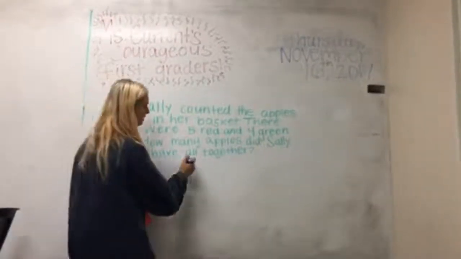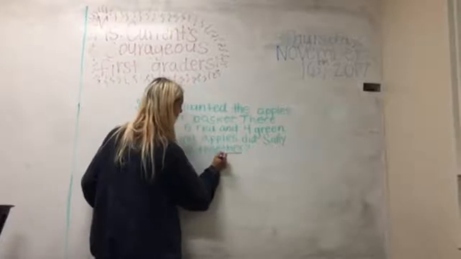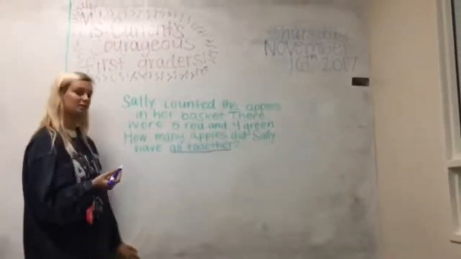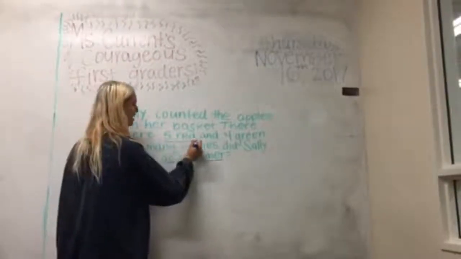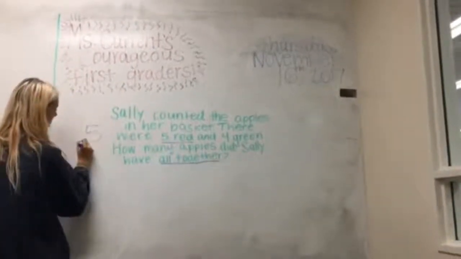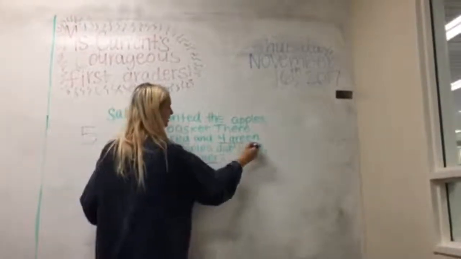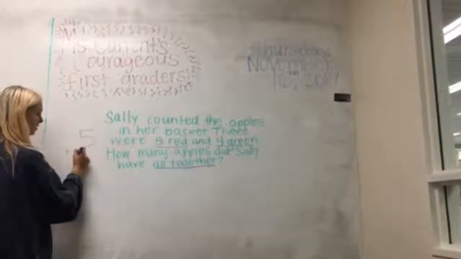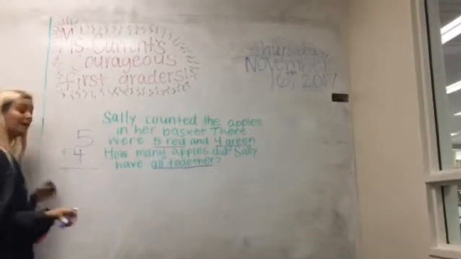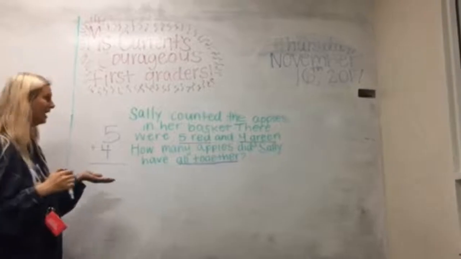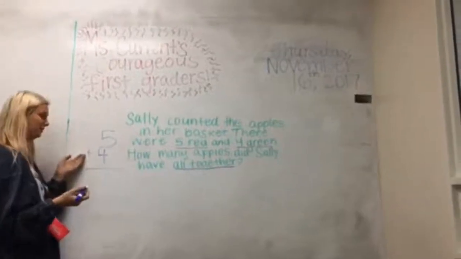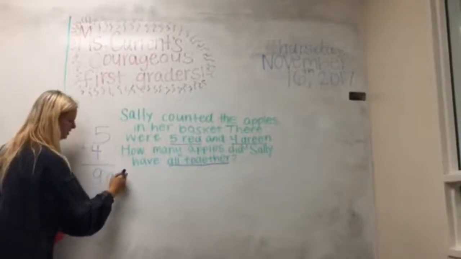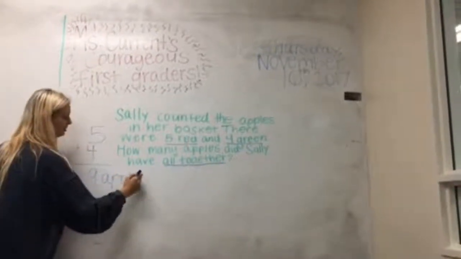That's correct. The key word is altogether. From that, you can figure adding the two amount of apples together. So how many apples are there in the story? There's 5 red and 4 green. Because our keyword told us addition, 5 plus 4 equals the total amount of apples that Sally has. How many apples do you have? That's correct. It's 9 apples. Sally has 9 apples altogether.